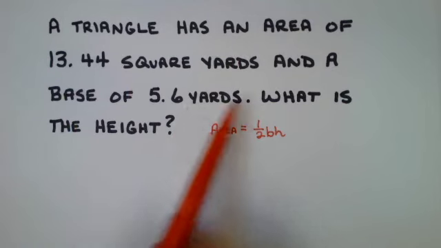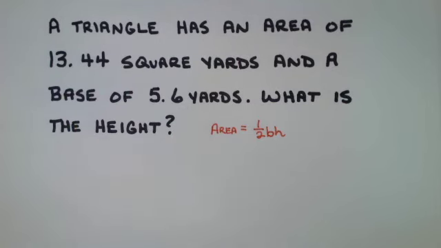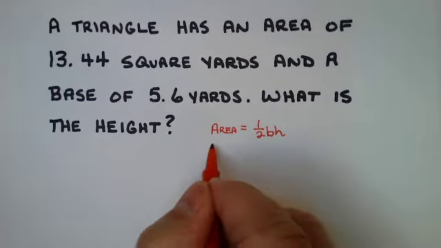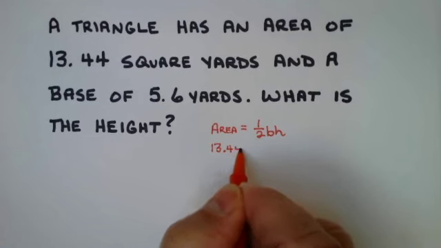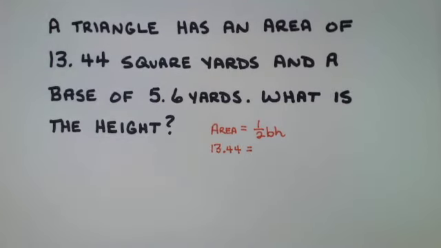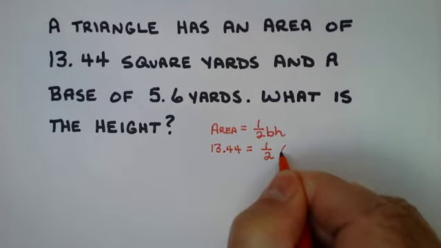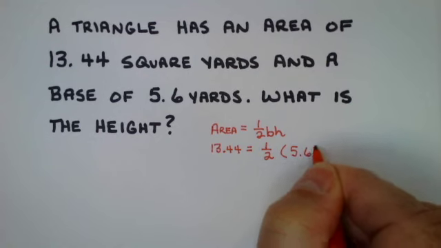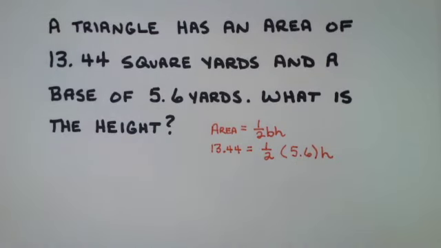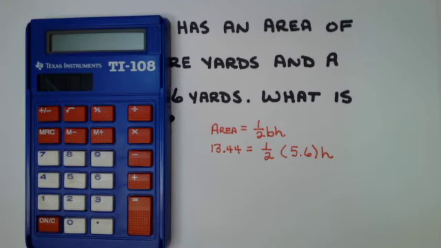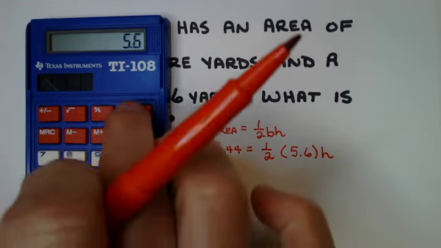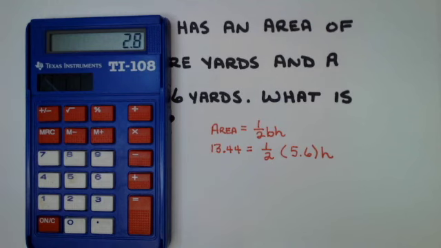I'm going to use the information up here, plug it into the formula. What I have left over is what I'm solving for. What's the area? The area is 13.44 square yards. 1/2 times the base. The base is 5.6. And the height is the one thing I don't know. What I'm going to do now is take my calculator and take half of 5.6. So 5.6 divided by 2 is equal to 2.8.